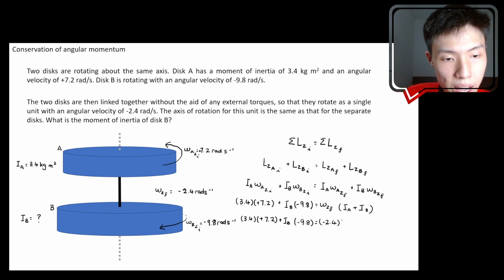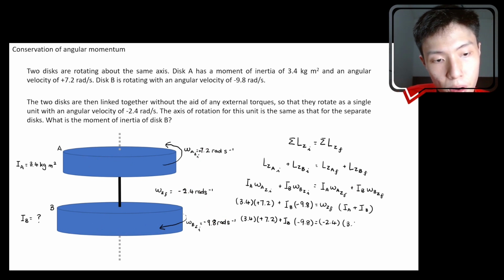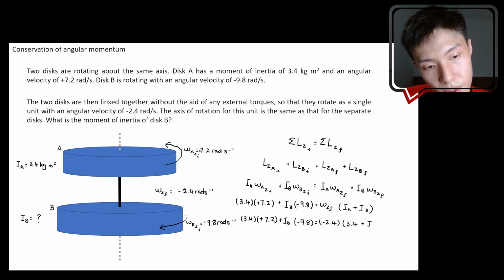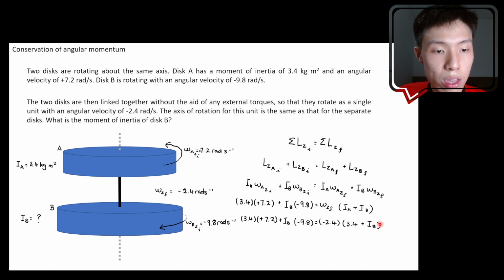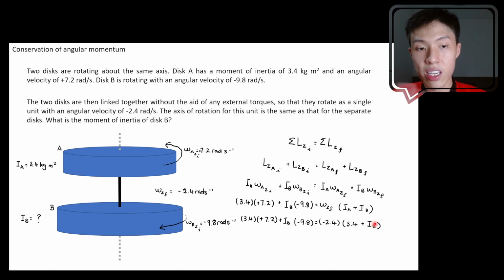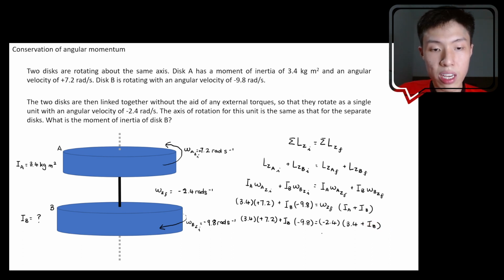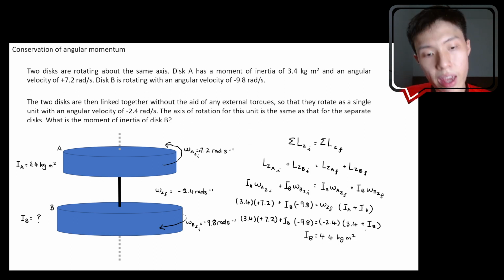Okay, continue. IA you know is 3.4. What you don't know is IB. If you look at this equation, the only unknown left is IB. So you can key into your calculator and you should be able to obtain the answer for the moment of inertia for object B. The moment of inertia for object B should be 4.4 kg meter square. And this is how you obtain the moment of inertia for object B.